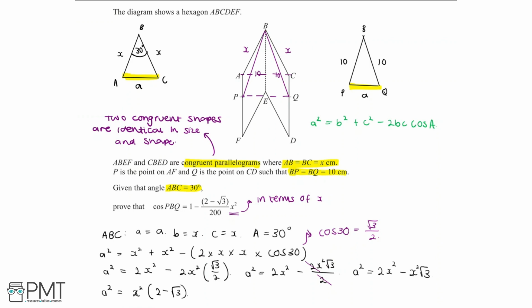And now we don't need to find out what a is. We can actually leave this as a squared, because when we apply cosine rule to triangle PBQ, we're going to need to use a squared anyway. So it's just easier to leave this as a squared rather than square rooting the entire expression.